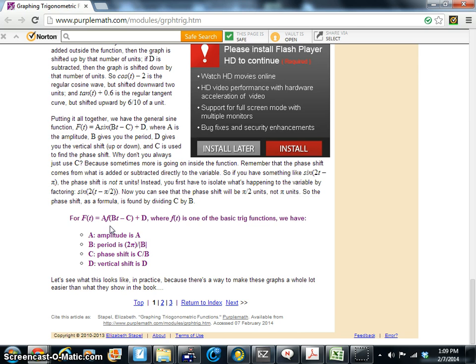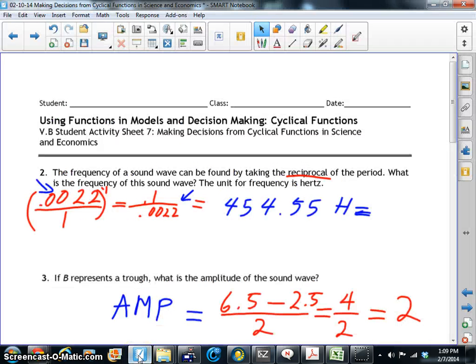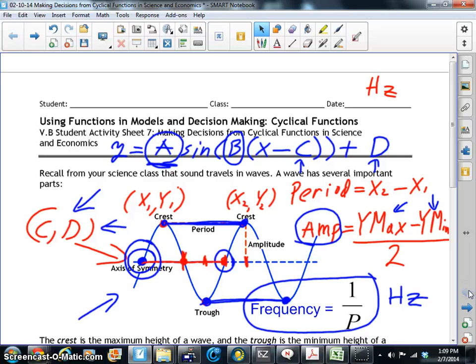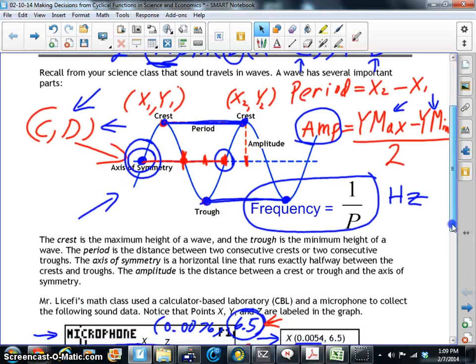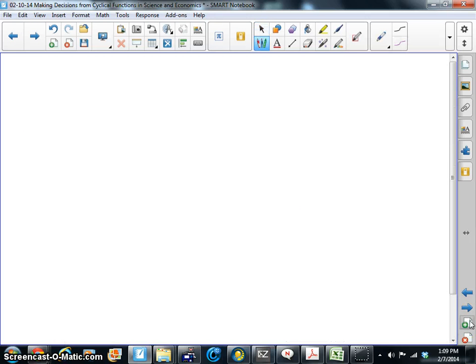Okay, this is one more little thing I want to make sure you guys understand: how to find B. We have not found B yet, and actually, B is kind of a weird thing. Let me get a fresh sheet of paper. Now we have our period. Our period is equal to 0.0022. Our B is related to this.